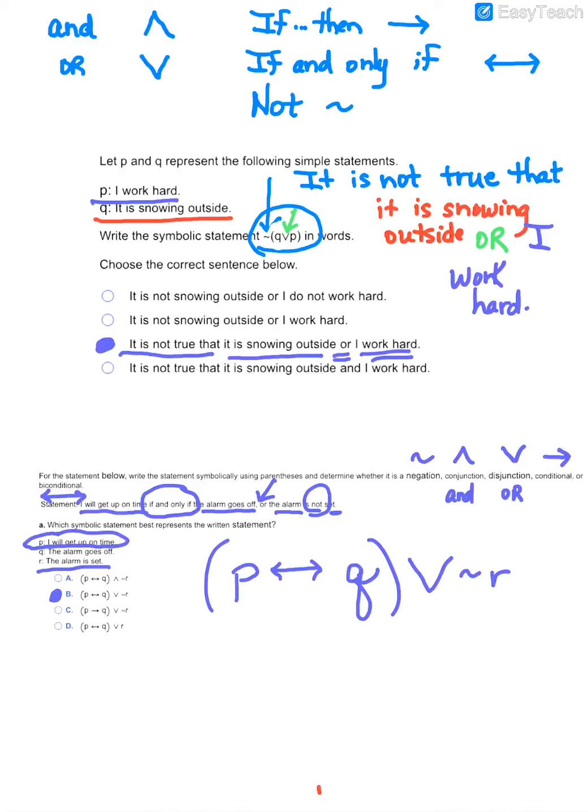And then when we decide overall whether it is a negation, a conjunction, a disjunction, conditional, or biconditional, that is based on what you would do in a truth table very last. Like with the order of operations in a truth table, you would always do parentheses first. And then, of course, you would come over here and do your negation of R. So the very last thing that I would be doing in the truth table would be the OR statement, which is known as a disjunction. So overall, I would say that this particular statement is a disjunction.